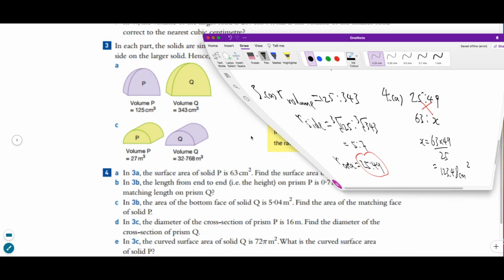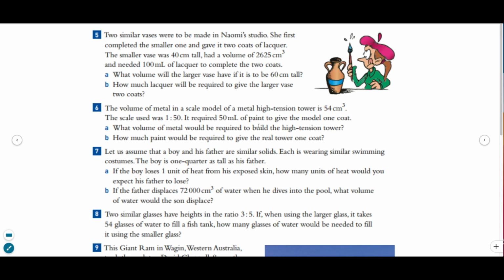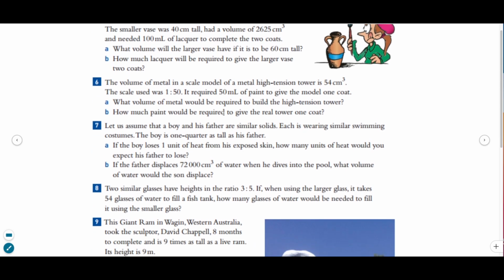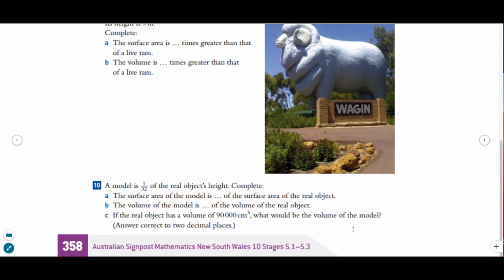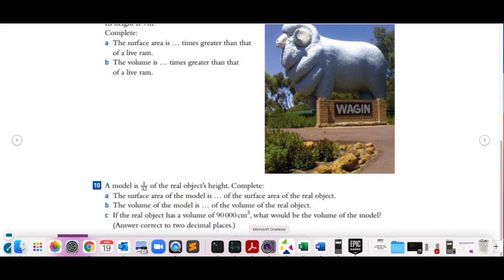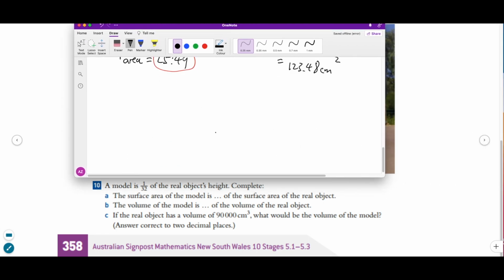question 4. Let's look at some of the harder questions now. But basically, all these questions are kind of the same thing. So I'm just going to pick a hard one here, okay? So I'm just going to pick question 10. Okay, so let's just take a look at question 10. So it says a model is 1/32nd of the real object's height. Complete the surface area of the model.